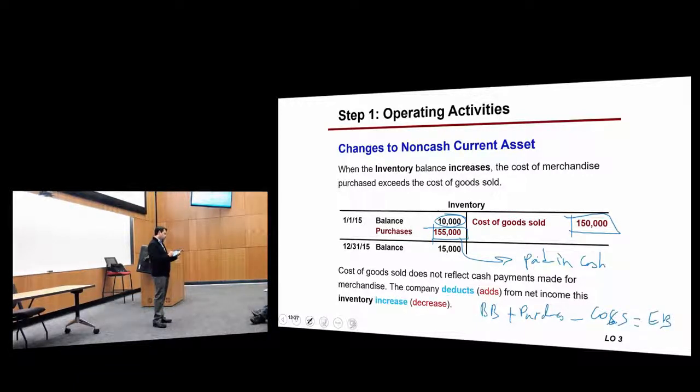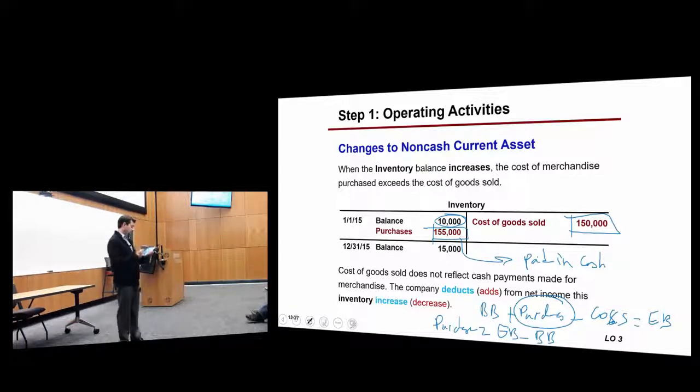So in order to calculate purchases, this is the amount that was paid. Purchases would be equal to what? Ending balance minus beginning balance. This is the change in inventory, right? This is the change in the balances of inventory. And then you add cost of goods sold. This is the amount that was paid in cash.